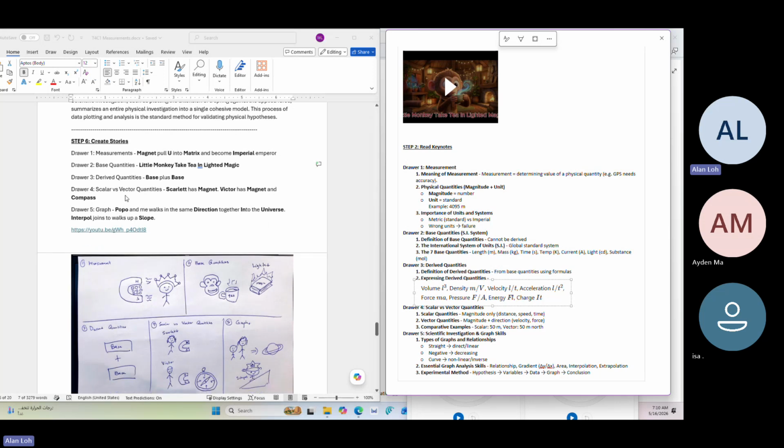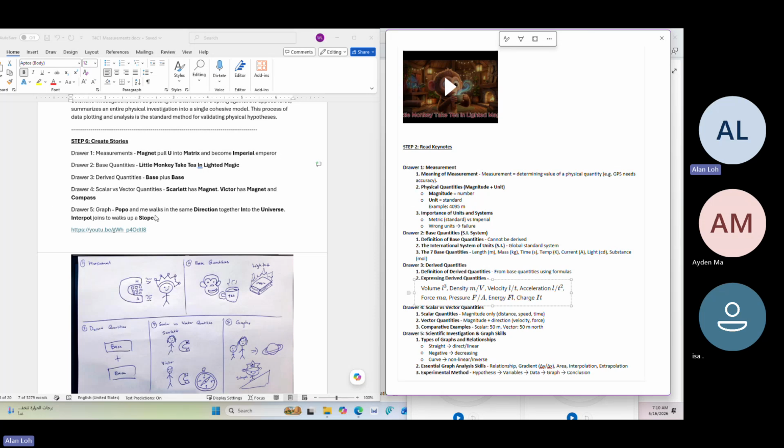Drawer number 4, scalar versus vector quantities. So scalar has magnet, vector has magnet and compass. What does it mean? Scalar is representing scalar, obviously, has magnet. Magnet is magnitude. So a scalar quantity only has magnitude. And a vector has magnitude and direction.